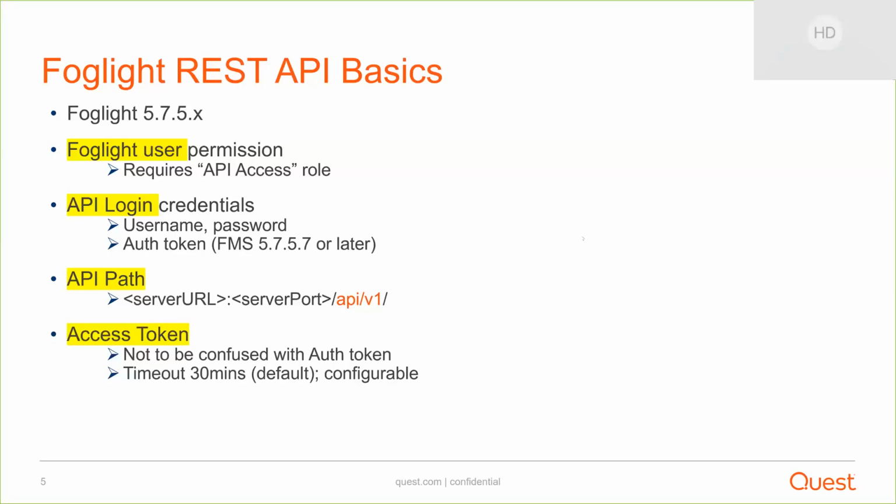So access token, it has a timeout of 30 minutes by default, and it is configurable in the registry variables. And so that token is good for 30 minutes. After that, if you want to make another API call, you would have to go into the login API, get the access token, and then continue. We'll demonstrate that during our demo time, and that will be a bit clearer then.